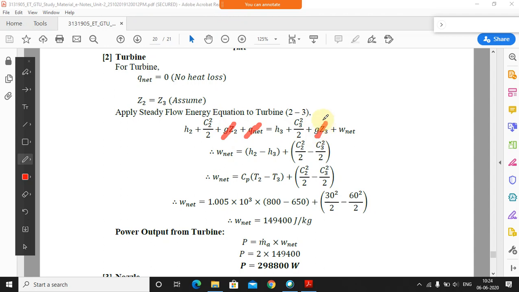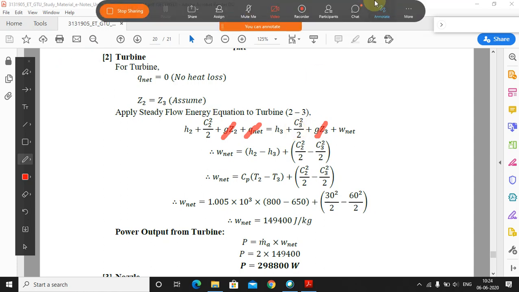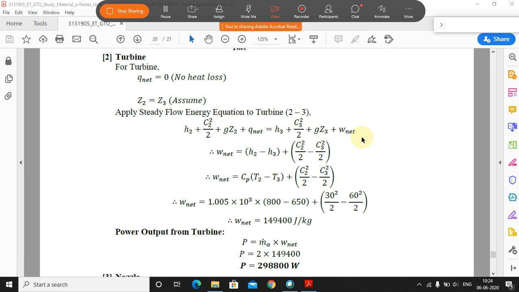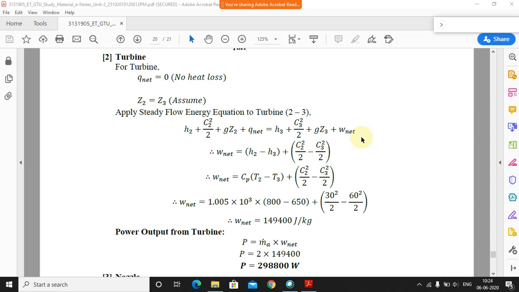The potential energy terms are also neglected because we have assumed that both are at the same level. In the earlier case, when we solved the equation, we assumed that the velocity at the inlet and the exit was equal, the difference was 0, that means it is the same. But now in this case we have different values. For the inlet it is 30 meters per second, but at exit it is 60 meters per second. So that difference we need to consider here.